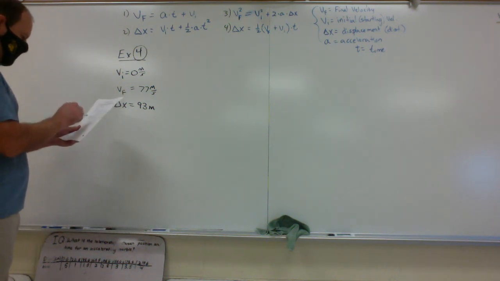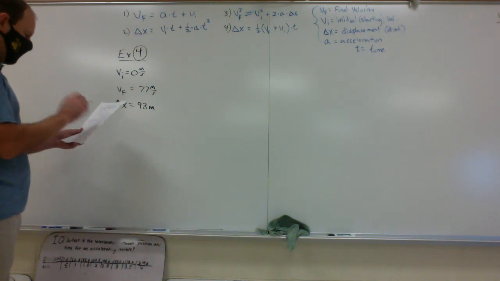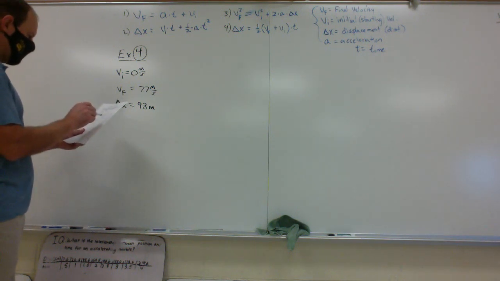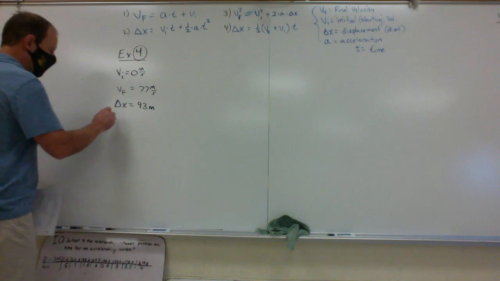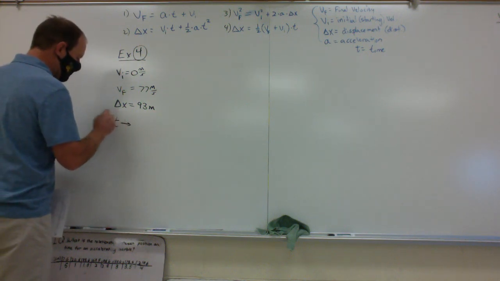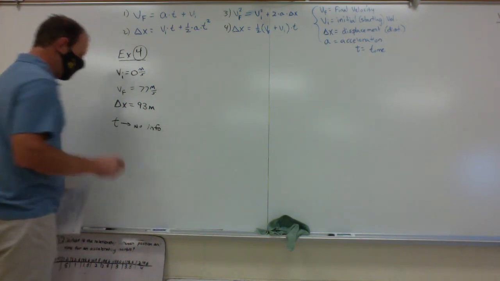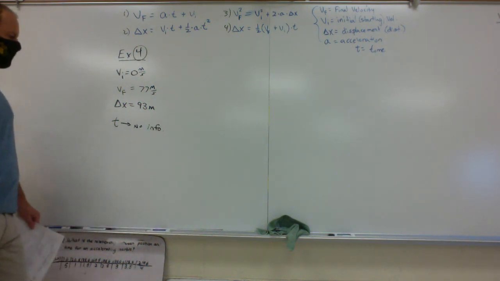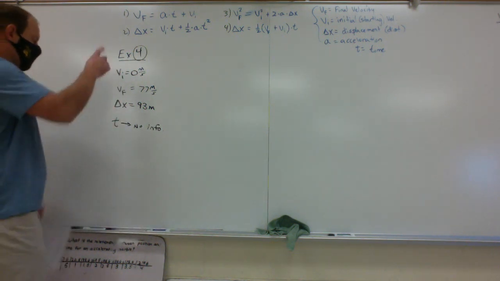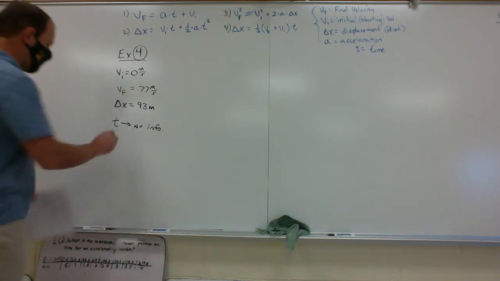from rest to 77, a delta x of 93 meters, we have no info on time. What does that mean? That means you better not pick an equation that has a t in it. What do we want to solve for? We want to solve for the acceleration.